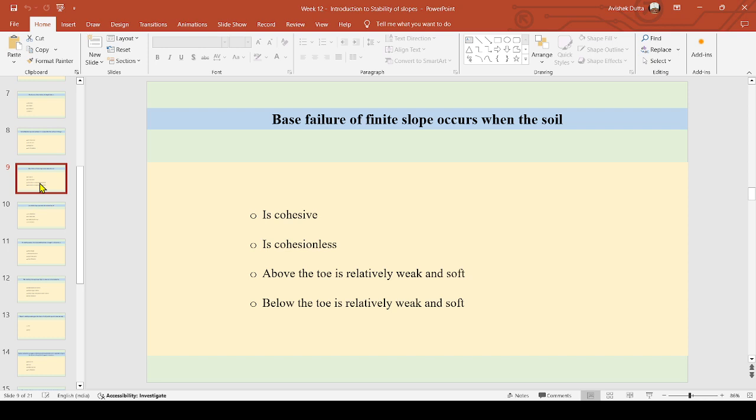I'll repeat the question once. Base failure of finite slope occurs when the soil, the options are, is cohesive, is cohesionless, above the toe is relatively weak and soft, below the toe is relatively weak and soft. So the soil should be cohesive, or the soil should be cohesionless, or the soil above the toe should be soft and weak, or the soil below the toe should be soft and weak for base failure to occur. I hope it is clear. I'll go to the next question.